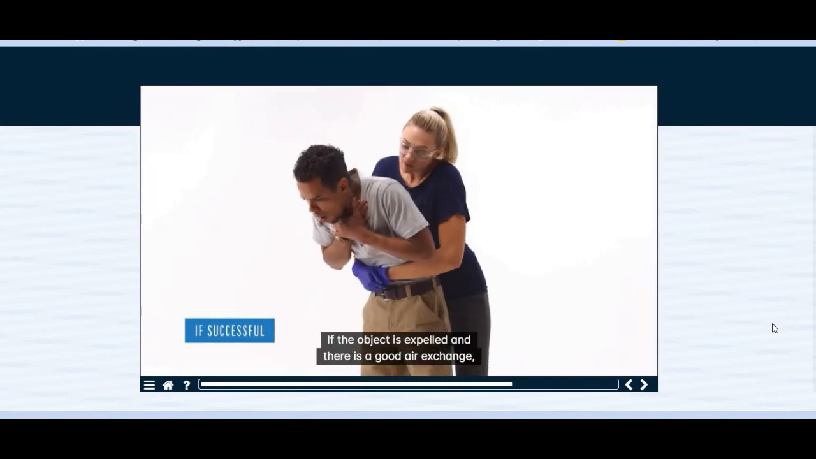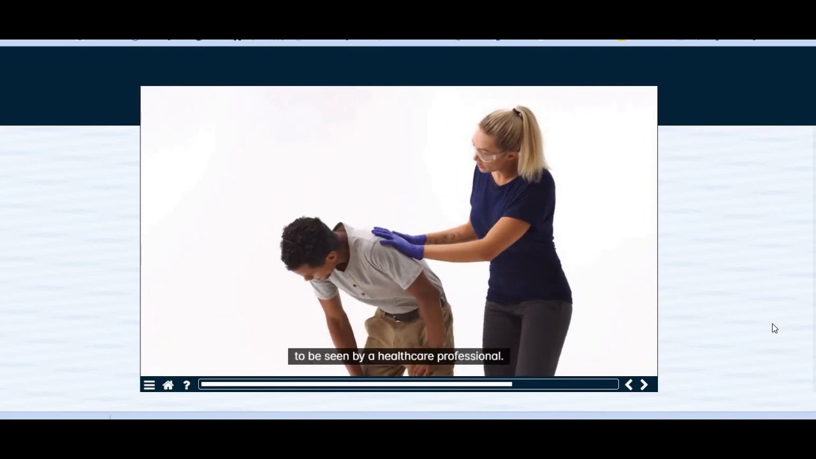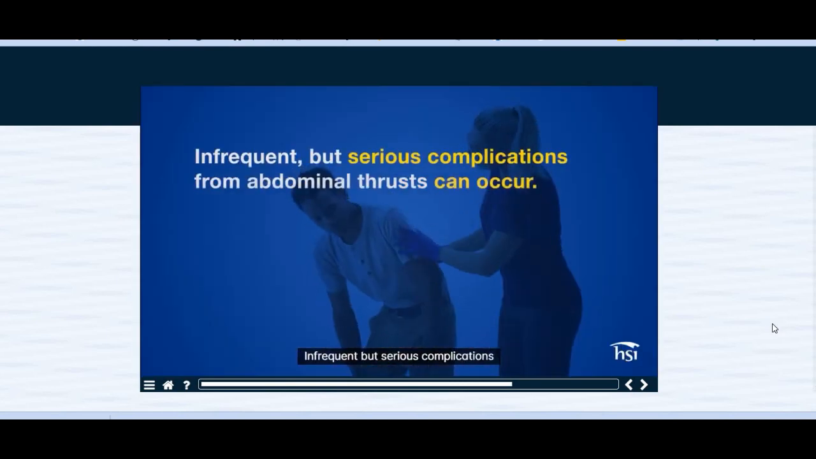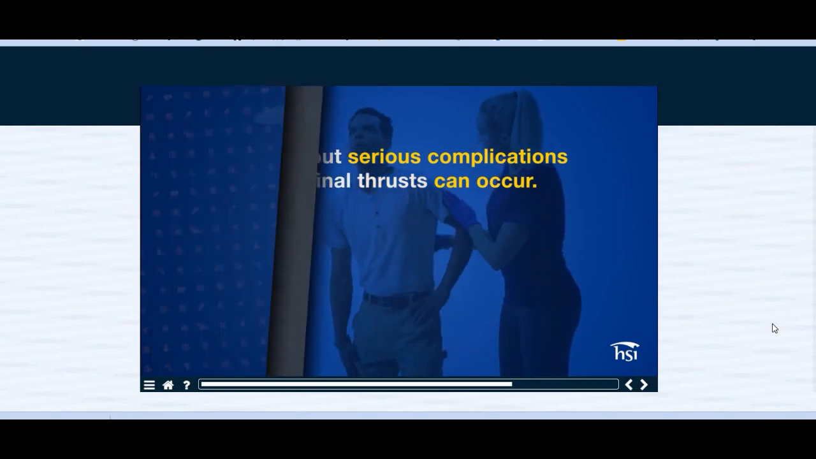If the object is expelled and there is a good air exchange, encourage the person to be seen by a healthcare professional. Infrequent but serious complications from abdominal thrusts can occur.